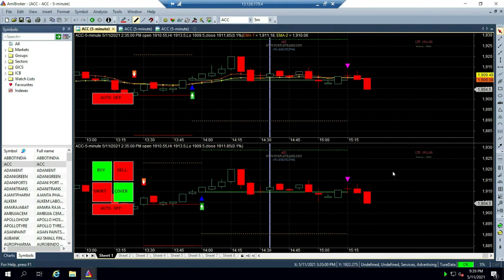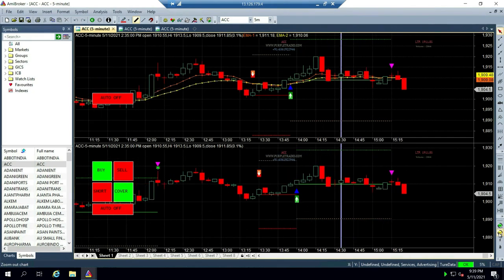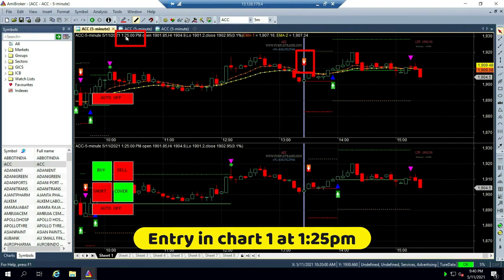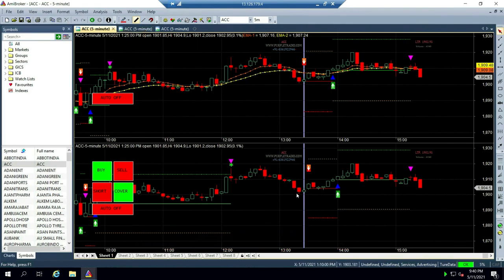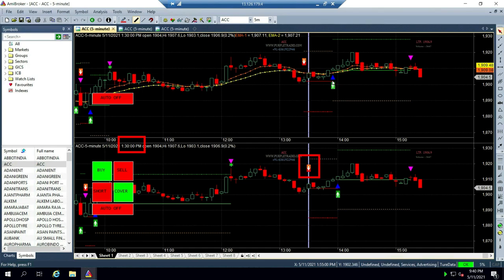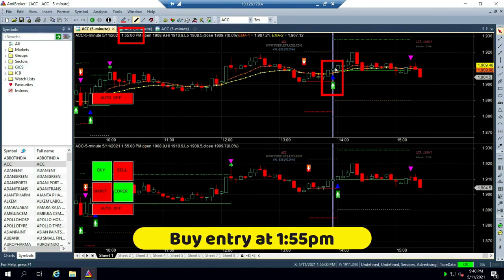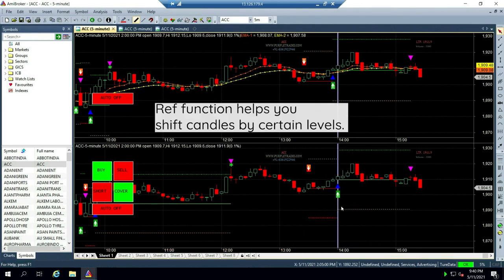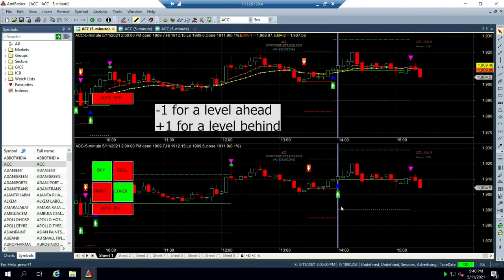Now notice here both AFLs are almost the same, and if I zoom out, look at the entries and exits. Entry in the above AFL, the one that we developed last week, has come at the 1:25 p.m. candle, but in the second AFL where we have used the Ref function, it has come one candle ahead at 1:30 p.m. Similarly, the entry for the buy has come at 1:55 in the first chart, and in my second chart it has come at 2 o'clock. So Ref helps you shift your entry by certain levels. If you use -1, you're shifting it ahead, and if you use +1, you're shifting it backwards.